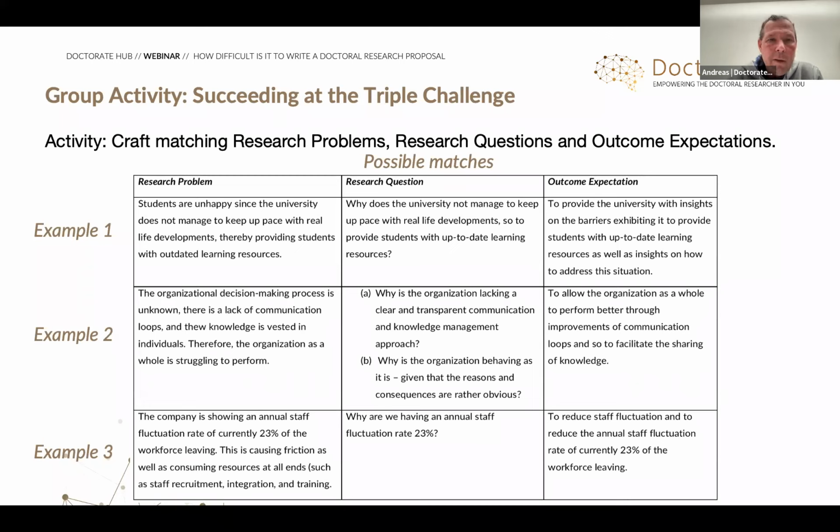Like if you look into 23% of the workforce leaving, that's a huge number in terms of humans leaving. You might not be able to talk to everyone, so you might need to take other quantitative factors into account. But then again, what you need to take into account will be derived from what you want to understand.